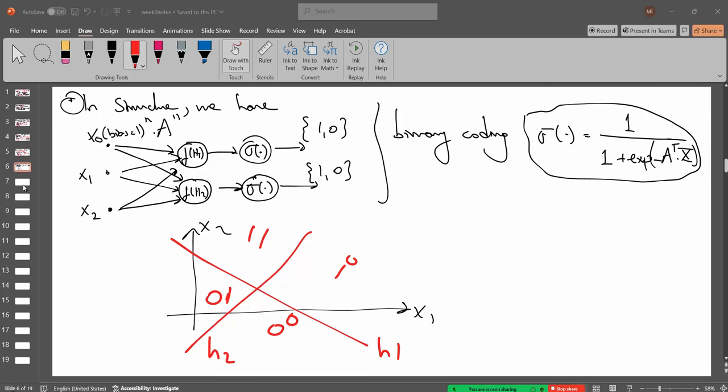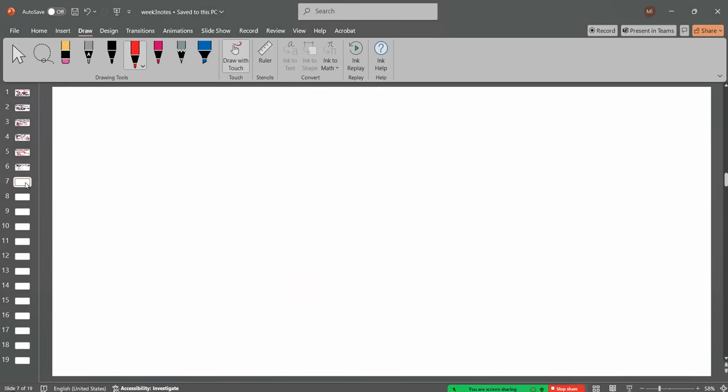If there is no question, we will continue with the multi-layer perceptron. Multi-layer perceptron.